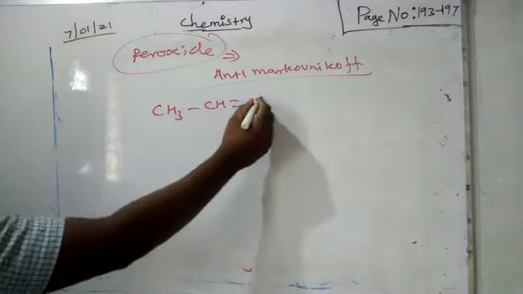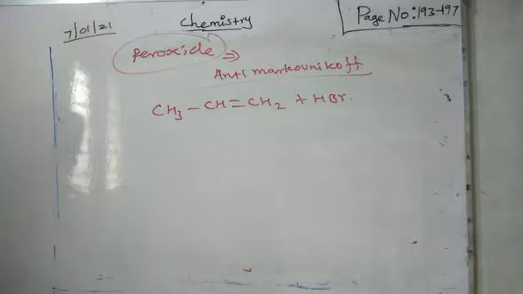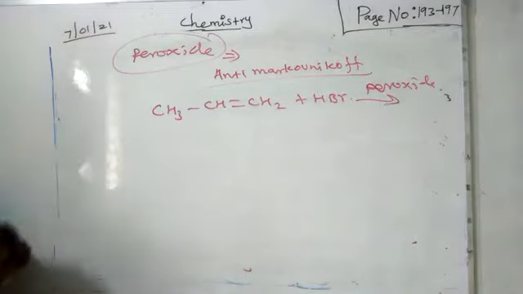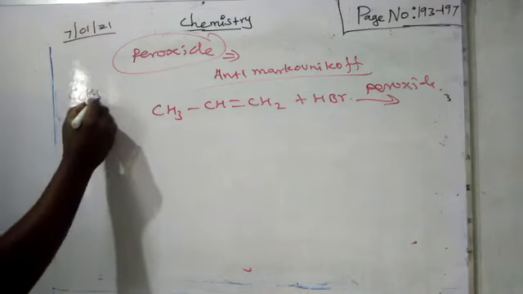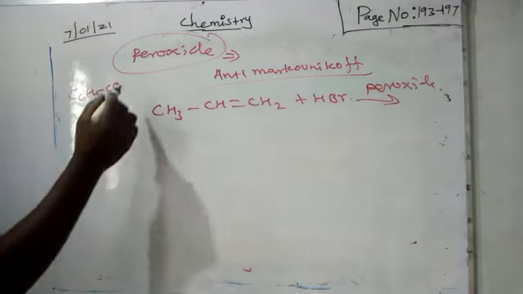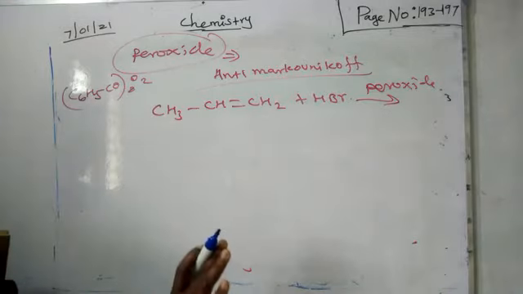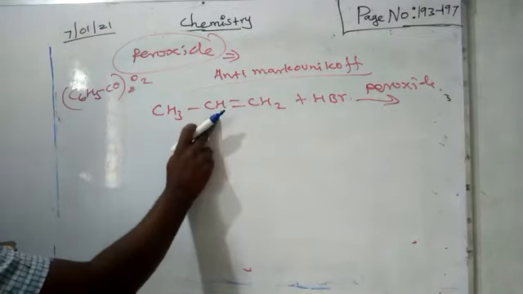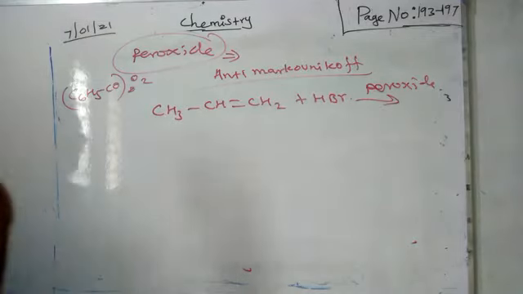CH3, CH double bond, CH2. In this compound, if you try to apply HBr, what are the conditions? Peroxide. What type of peroxide do we have to take? Benzoyl peroxide, C6H5CO twice O2. Benzoyl peroxide we are going to take. Now what will happen? Markovnikov addition rule means H you will add in the CH2 group, Br you will add in the CH group. The double bond becomes a single bond. So we will get 2-bromopropane. That is our major product.